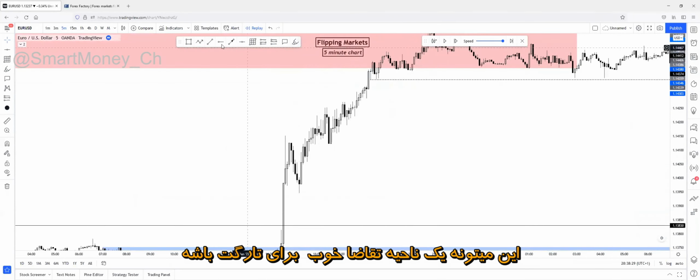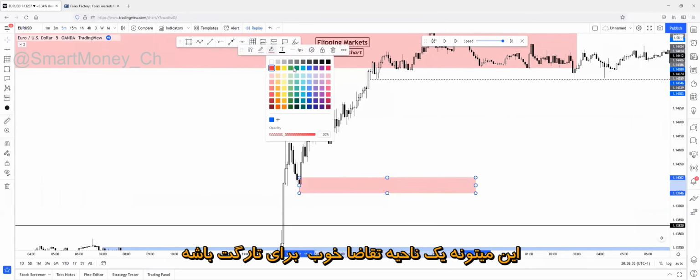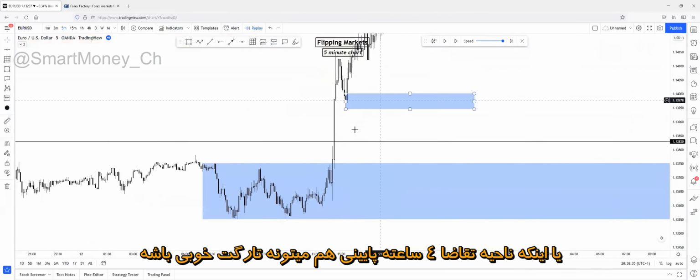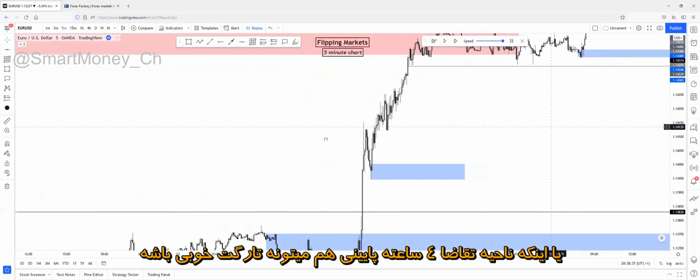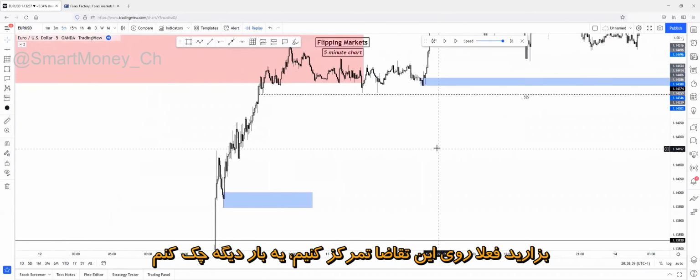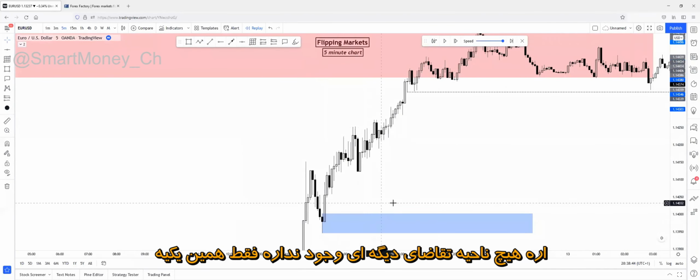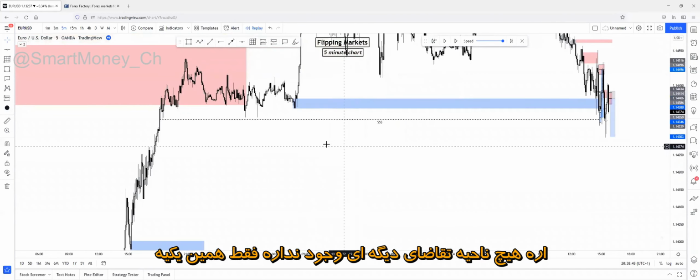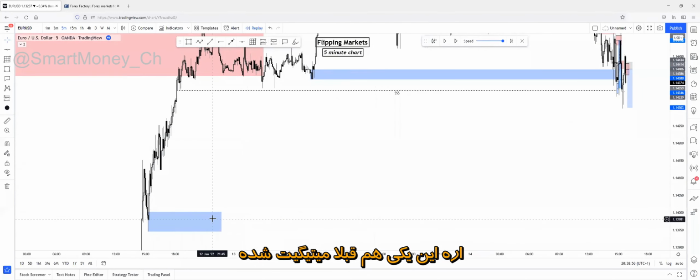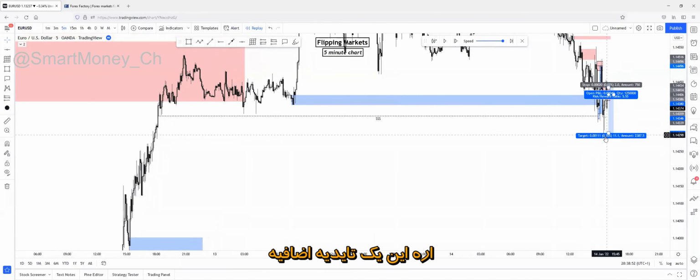Only maybe this one. This could be a good demand zone for a target point. Or the downward 4-hour demand zone could be a good target point. But let's just stick to this demand zone. Let me just double check again. Yeah, there are no other demand zones, only this one. But this one has already been mitigated, and this is an extra confirmation.